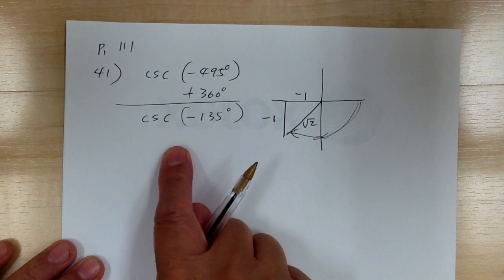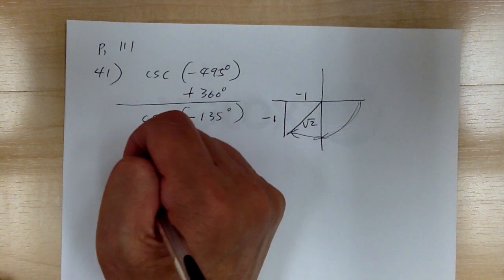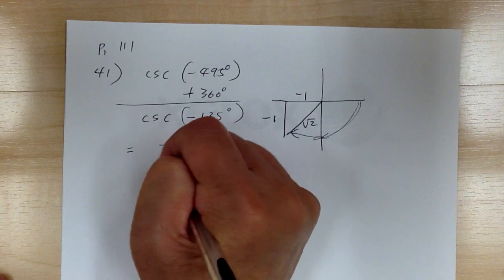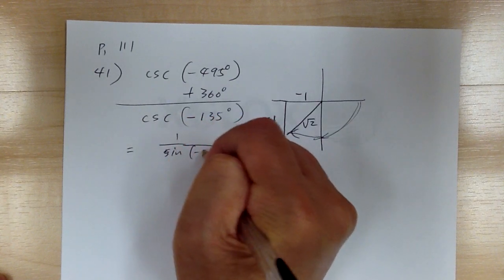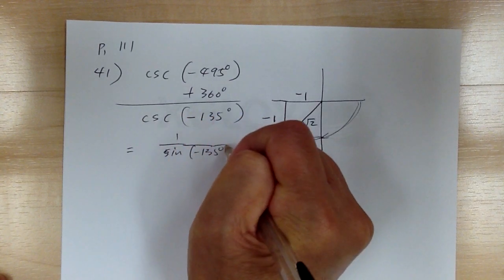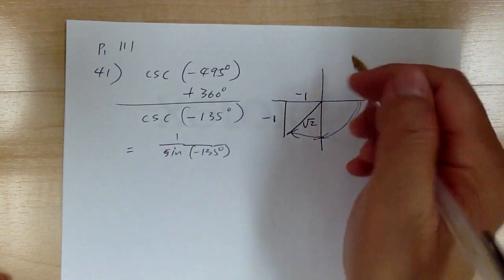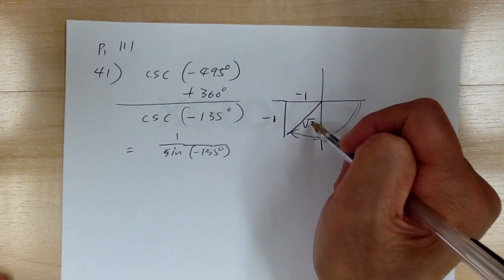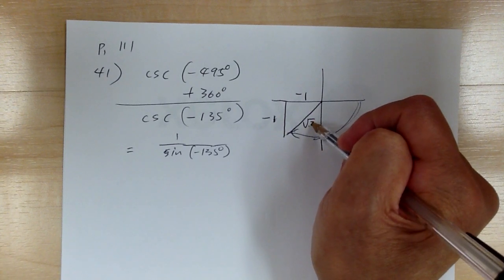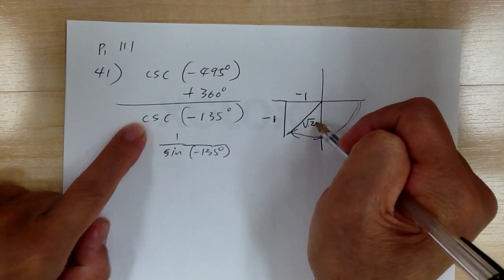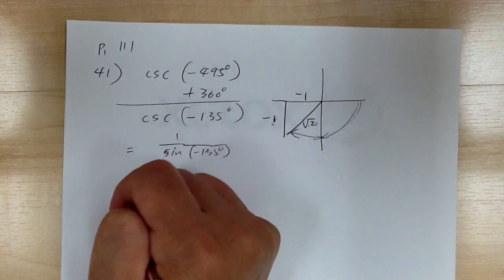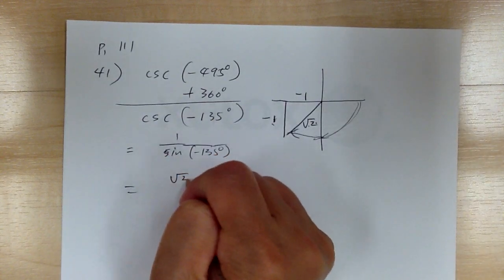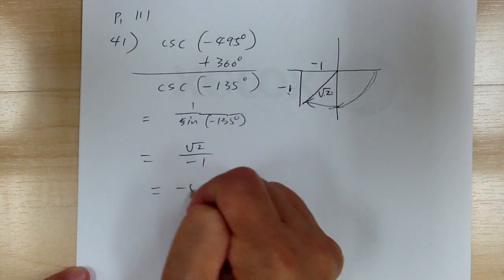Now cosecant is equal to 1 over sine. Sine is opposite over the hypotenuse, so cosecant would be just the opposite, this over that. So this is equal to square root of 2 over negative 1, which equals negative square root of 2.